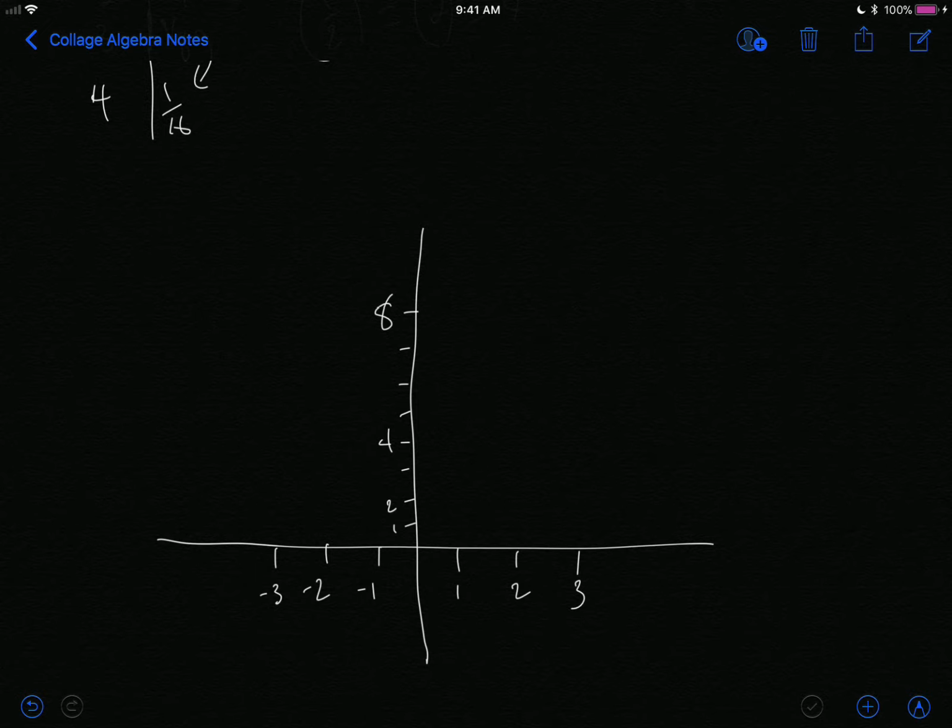So -3, 8 is right here. -2, 4 is right here. -1, 2, 0, 1, and then I go half, a quarter, an eighth. Next one will be a 16th, and so forth and so on. And so this graph right here will look like this, going down, down, down. Basically, it kind of goes flat, but it actually is still going down. And so this right here is exponential decay.